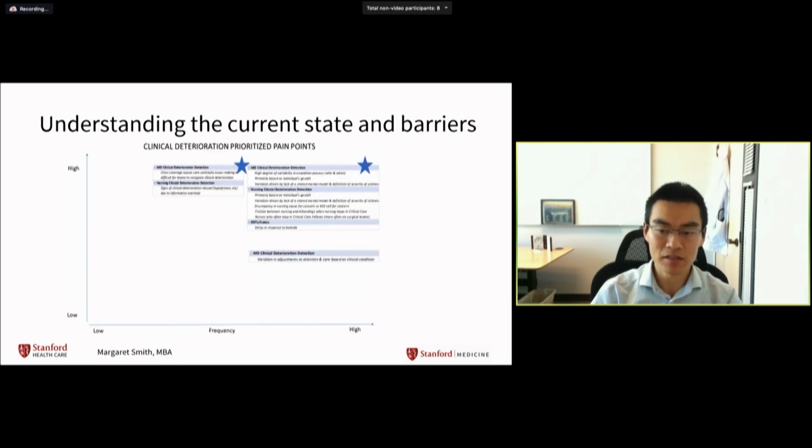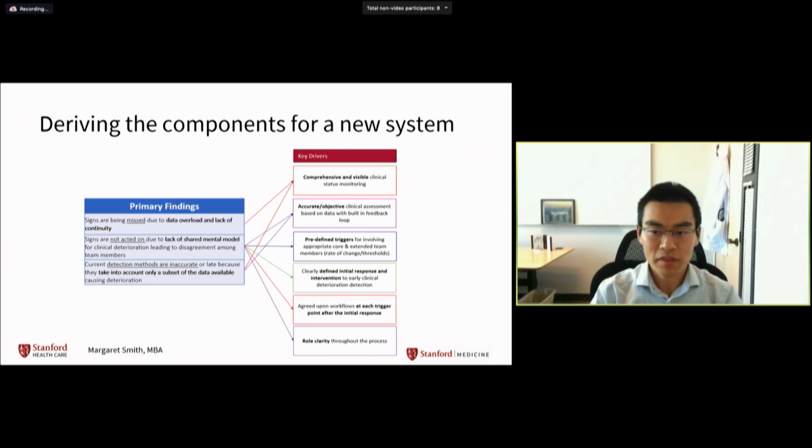We then prioritized each pain point based on how frequently it occurs and also its level of impact on workflow and outcomes. We then derived from these pain points the key drivers that can enable a better system for delivering care. And this is where AI comes in. Among these key drivers, we identified the need for accurate, objective, and timely clinical assessments that need to be continuously performed over time in order to screen for at-risk patients.